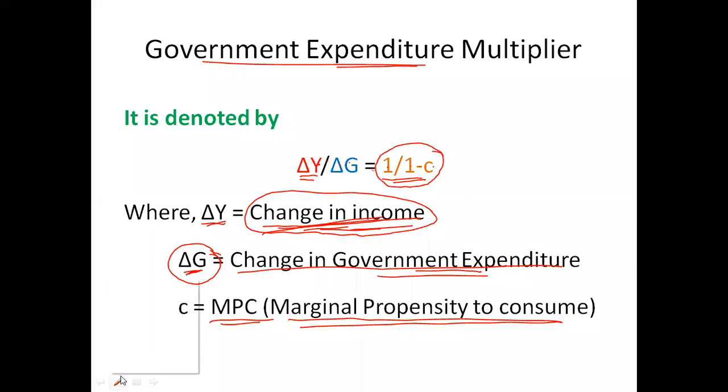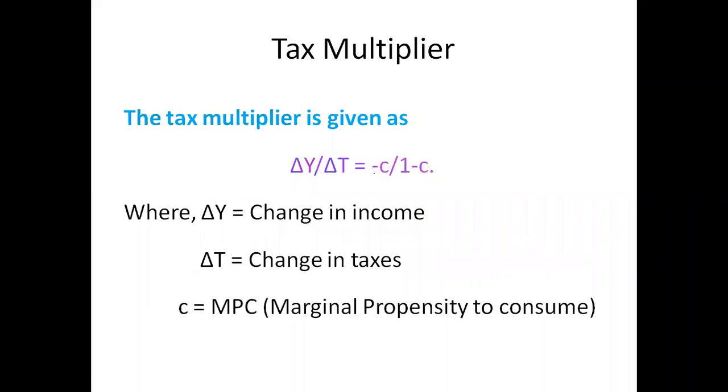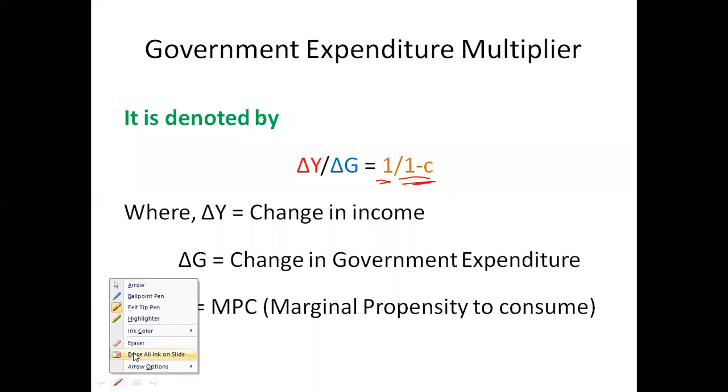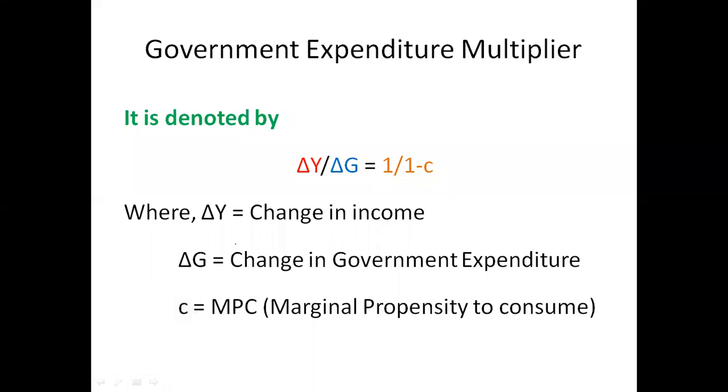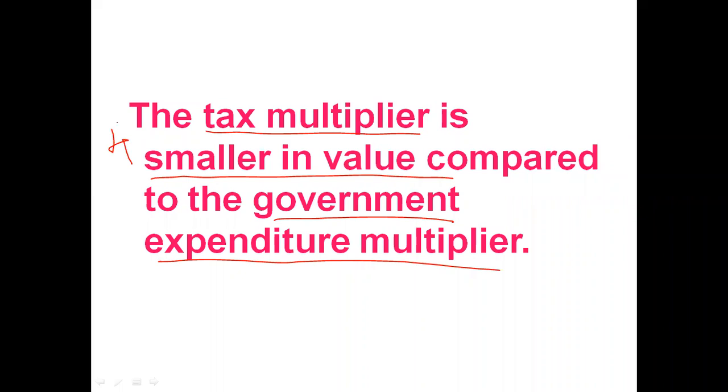So we have two kinds of multiplier. One is the tax multiplier, which was minus C divided by 1 minus C, correct? Government expenditure multiplier is 1 divided by 1 minus C. Now you remember, students. Now with this, we work out. What we are studying here is that tax multiplier is smaller in value compared to government expenditure multiplier. This is the fourth point that you have to study.